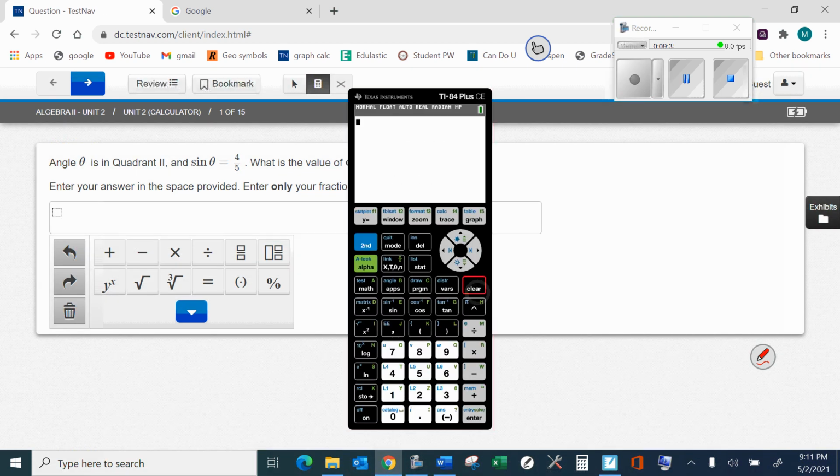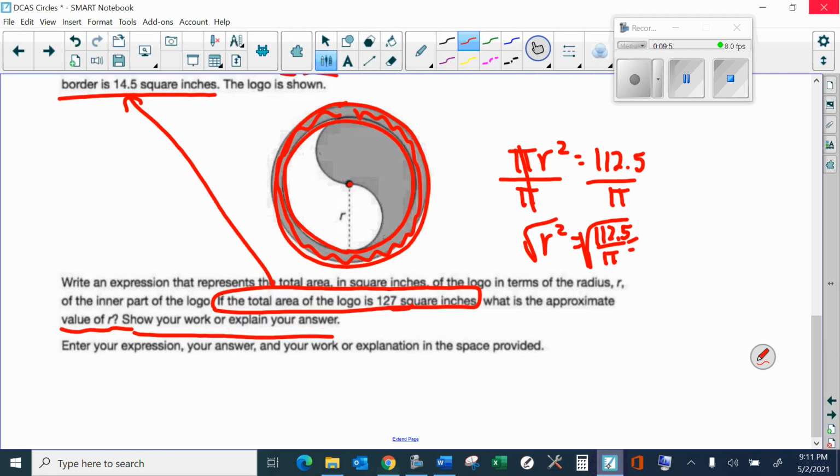Okay. Square root of 112.5 divided by pi. Go outside the radical. 5.98. Okay, so r is approximately 5.98. They might want you to say 6. It didn't say round to the nearest whole number, but the nearest whole number is 6. And whatever the units are, square inches for area, so it's therefore inches. The radius itself is 5.98 inches.